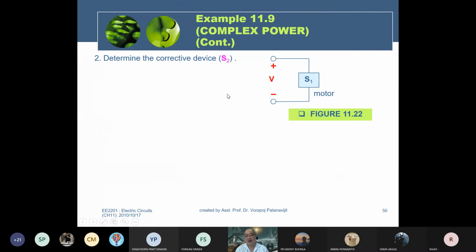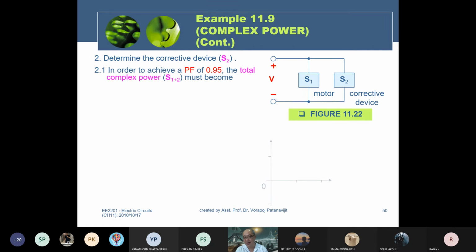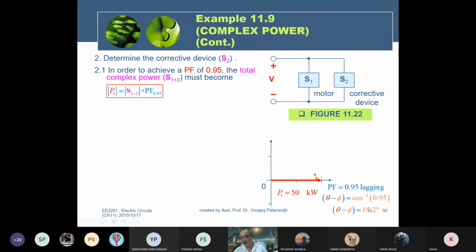Next, you would like to improve your power factor by adding a corrective device to your system. Now we draw the complex plane first. The power that you still absorb is 50 kilowatt, the original power. The power factor that you would like to set is 0.95. Therefore, the angle will be only 18 degrees.